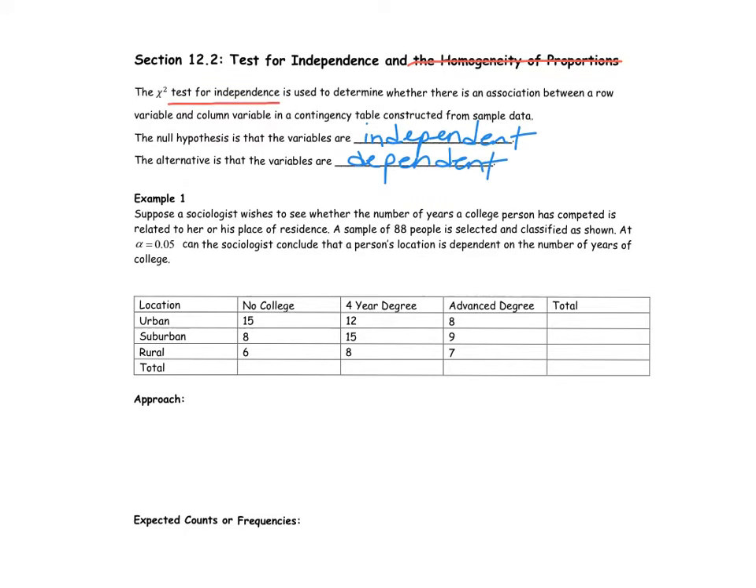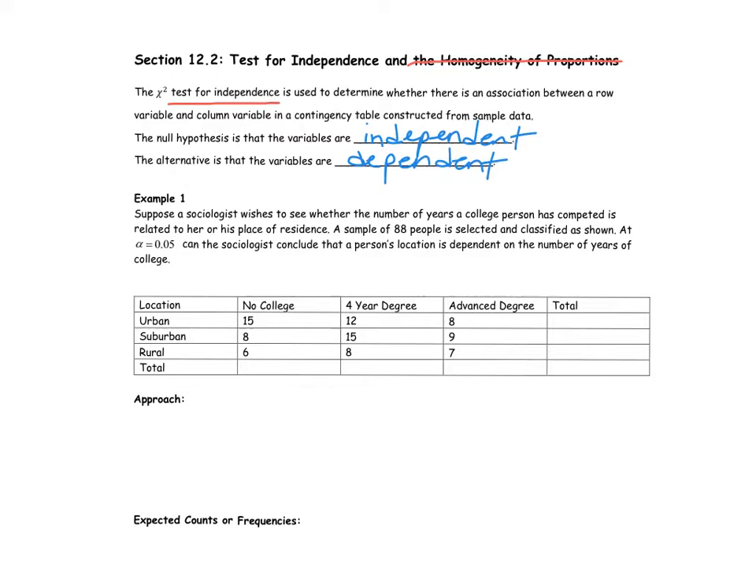Suppose a sociologist wishes to see whether the number of years a college person has completed is related to his or her place of residence. A sample of 88 people is selected and classified as shown. At the alpha equals 0.05 level of significance, that tells us we're doing a hypothesis test. Can the sociologist conclude that a person's location is dependent on the number of years of college?